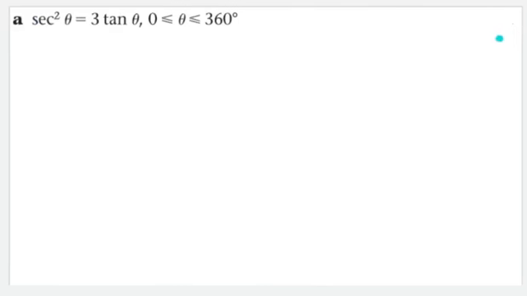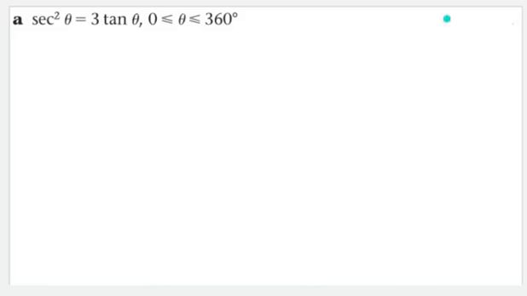We've got sec squared theta equals 3 tan theta. So we want to solve this equation. The problem is we're working with sec and tan, but we either want to just work with sec squared or sec theta, or we just want to work with tan theta. So first question, you can refer back to the previous slide if you need to. What's an identity that relates both sec and tan?